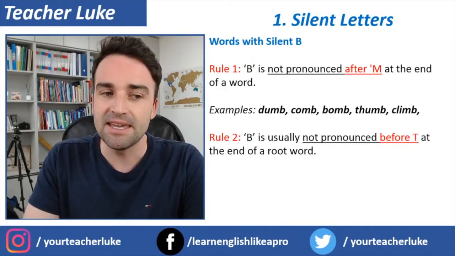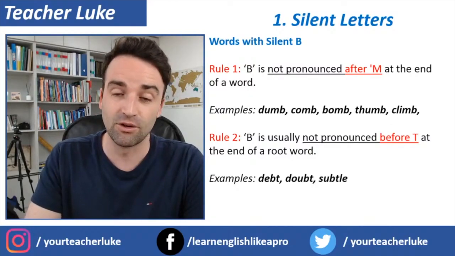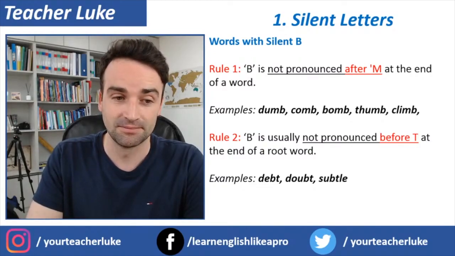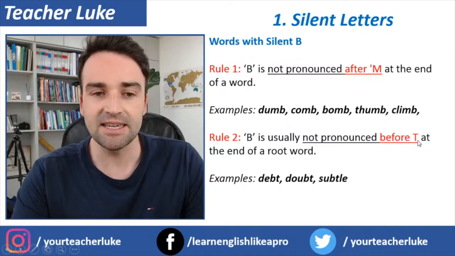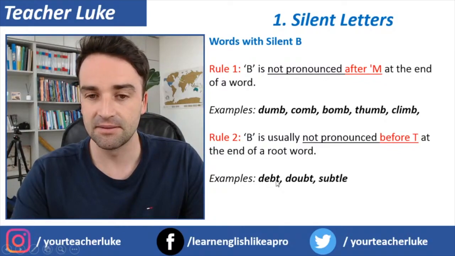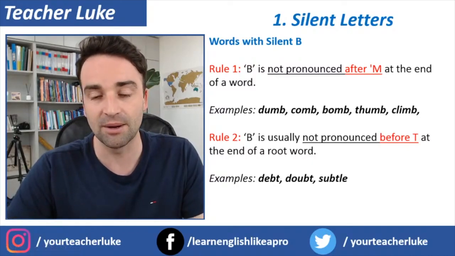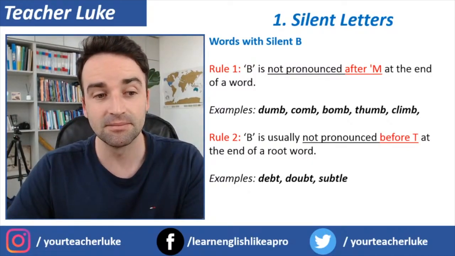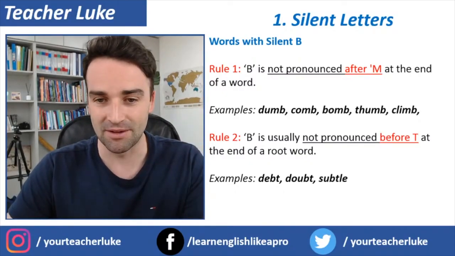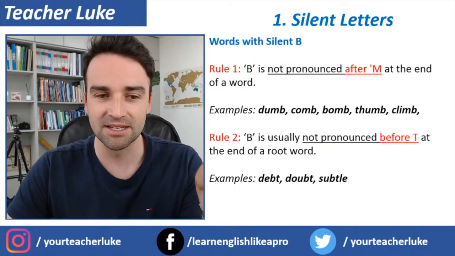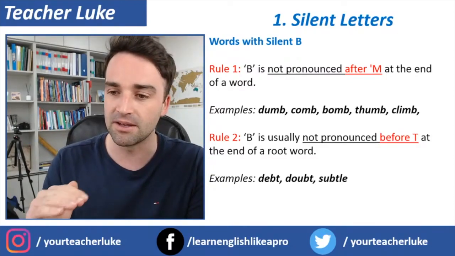Rule number two, B is usually not pronounced before T at the end of a root word. For example, debt, doubt, subtle. In this case, T is after B in debt, after B in doubt, and after B in subtle. But the B sound is not pronounced in any of these words. Listen again. Debt, doubt, subtle. No B sound whatsoever. A lot of my students say dept, doubt, subtle. I understand why, because it's in the writing, but the pronunciation is just without the B sound.